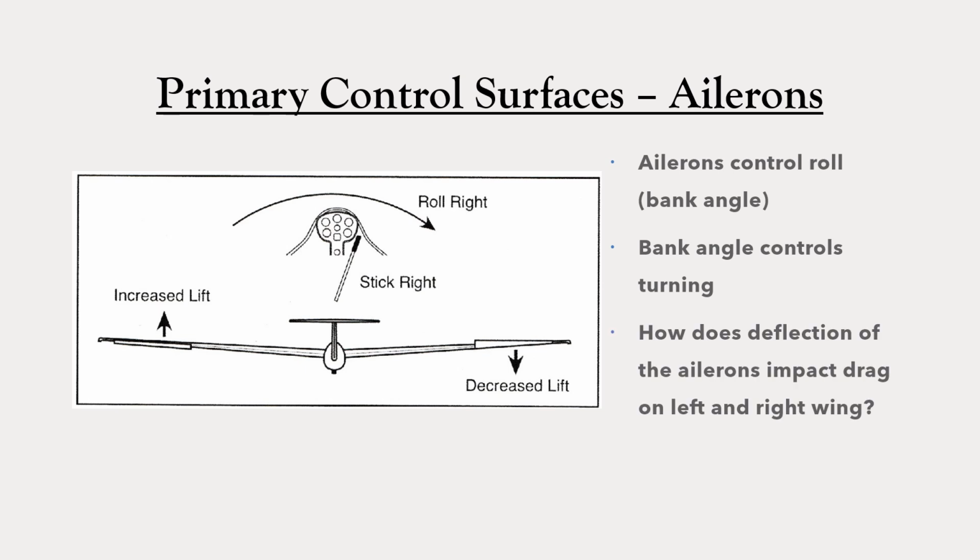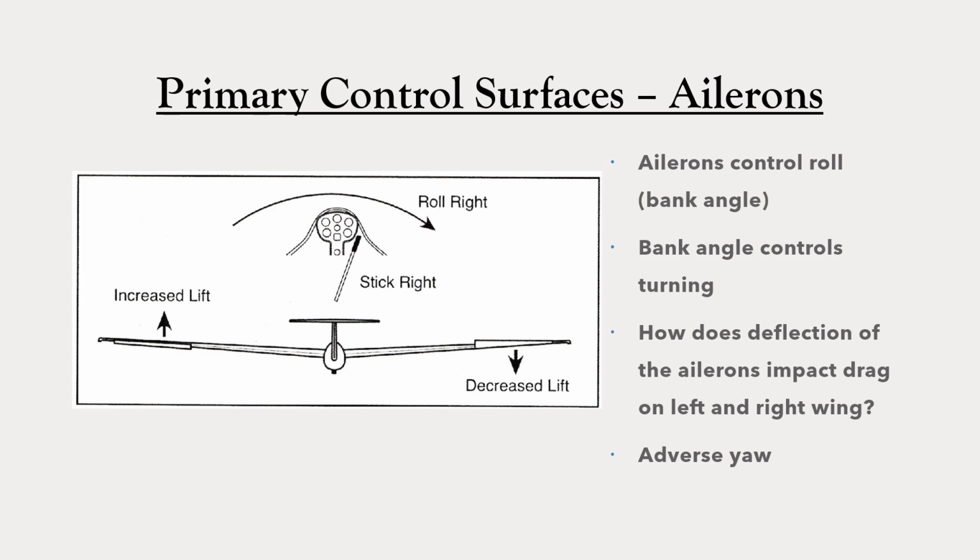So lift is the thing we're trying to change with the ailerons. We also tend to change the drag on the wings. When we increase the lift, we also tend to increase the drag on this wing. We tend to decrease the drag on the right wing. That causes some yaw to happen. So the primary effect of the ailerons is roll, but there's a secondary effect of yaw.